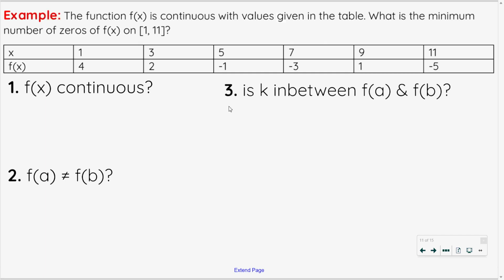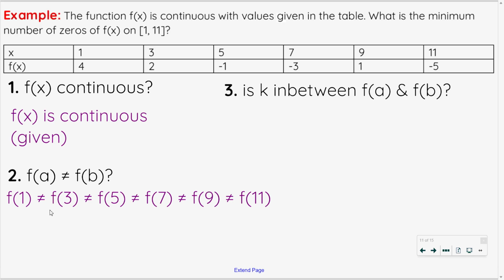Okay, so let's go through our three requirements. Is it continuous? Yes, given in the question, it's continuous. Number 2, I want to know, do my endpoints equal? Look at all the different intervals in between here. Basically what I need to look at is all of the y values. I can see for all of my y values, none of them are equal. So f of 1 doesn't equal f of 3, 5, 7, 9, or f of 11. So statements number 1 and number 2 are met. Now we're going to look at k being a number in between those. So we're looking for zeros.